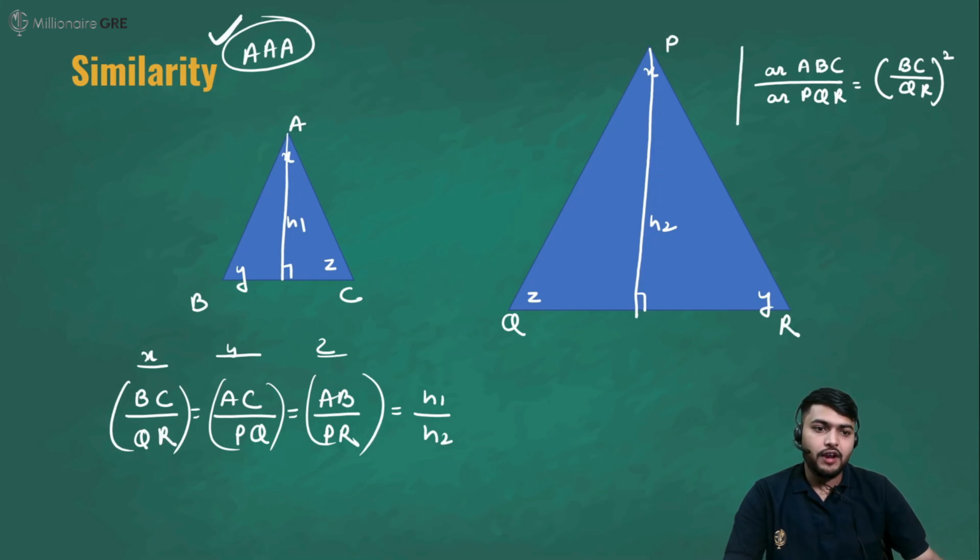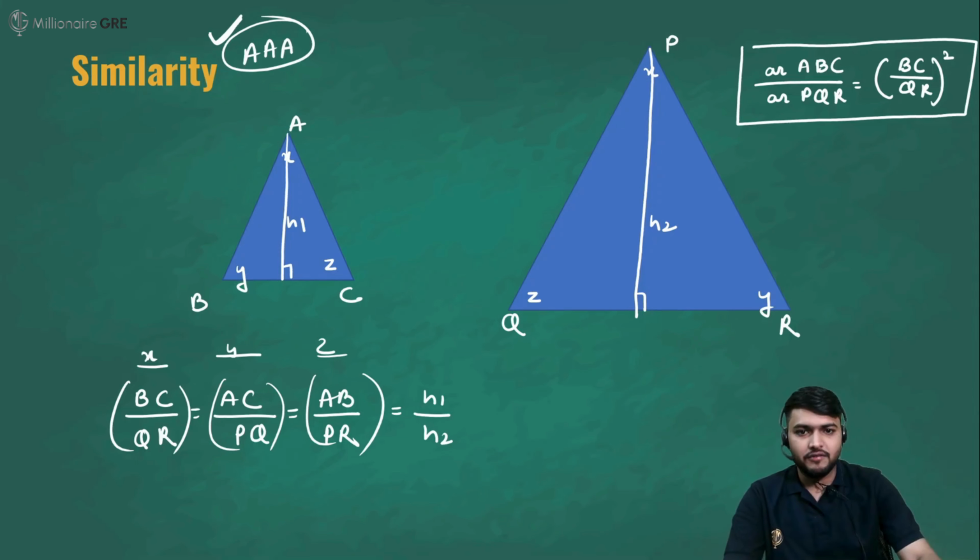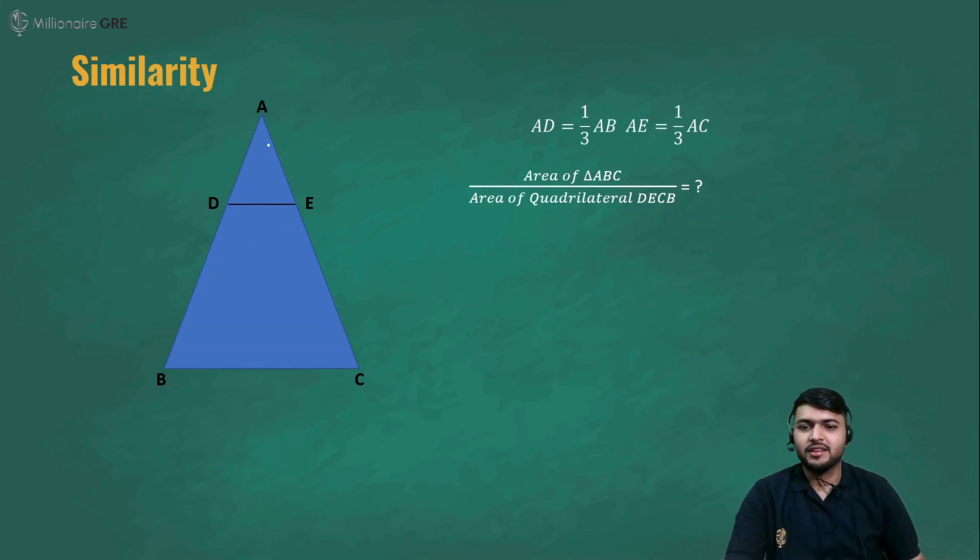And also, if triangles are similar, the ratio of areas is the square of the ratio of sides. I hope this is clear. We are going to move ahead. Now I want you to solve this question by pausing the screen. I hope you have done so. Now let's solve it together.